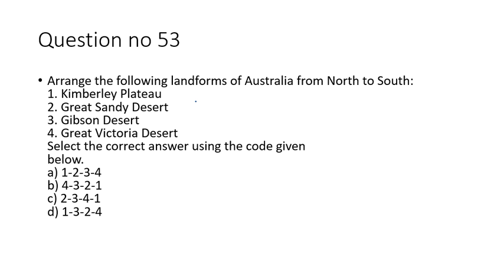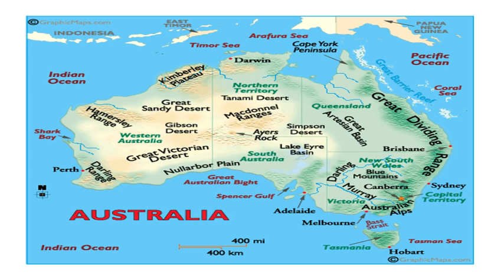Question number 53 is from mapping, and it is asking about the Australian deserts. You have to arrange the Australian deserts from north to south. The Kimberley Plateau is there, the Great Sandy Desert, the Gibson Desert, and the Great Victoria Desert, right? So these all four are actually arranged from north to south. Now let me show you on this map. This is the Kimberley Plateau, this is the Great Sandy Desert, this is the Gibson Desert, and this is the Great Victoria Desert. Okay, this was the arrangement of the deserts of Australia from north to south.